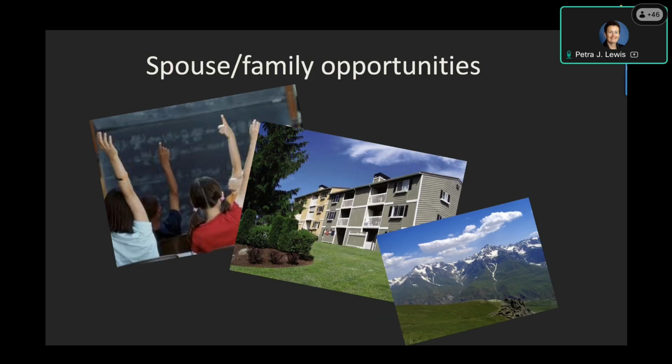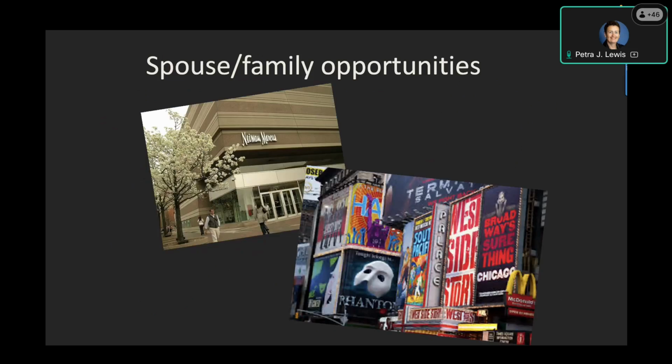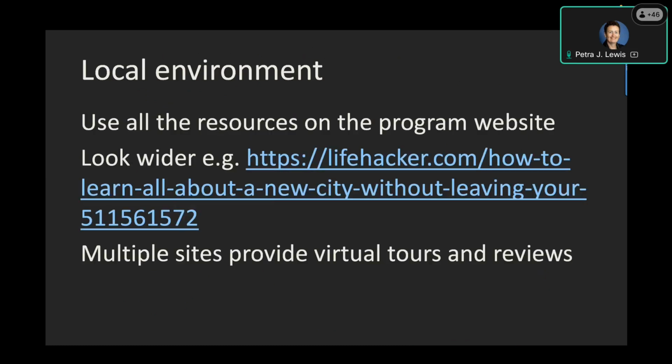You may want to find out, if you have family, what the opportunities are for your spouse or your family. Perhaps they're rural, perhaps your spouse and your family want more urban things. So what is available for them? You want them to be happy while you're here.